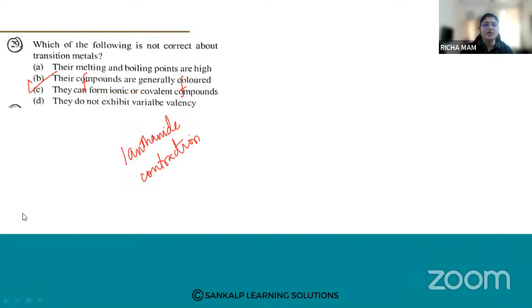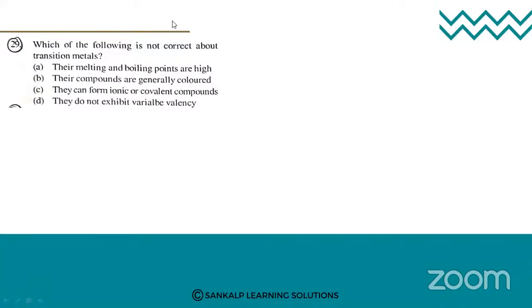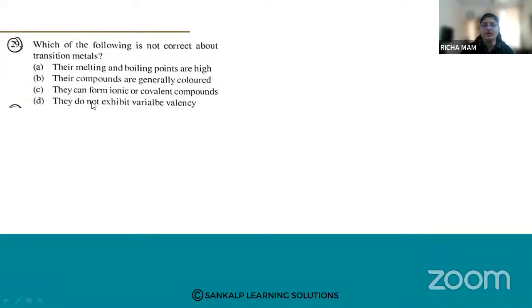Next one. Which of the following is not correct about transition metals? A, their melting and boiling points are high. B, their compounds are generally colored. C, they can form ionic or covalent compounds. D, they do not exhibit variable valency. Which is the incorrect statement among the following?